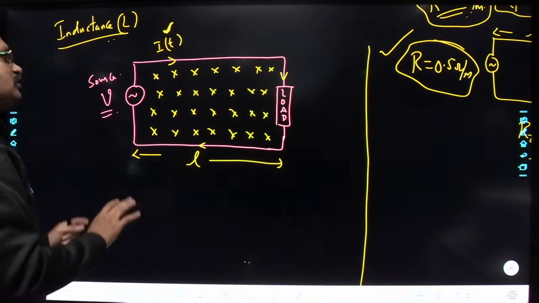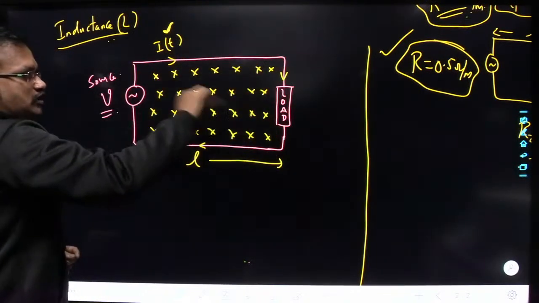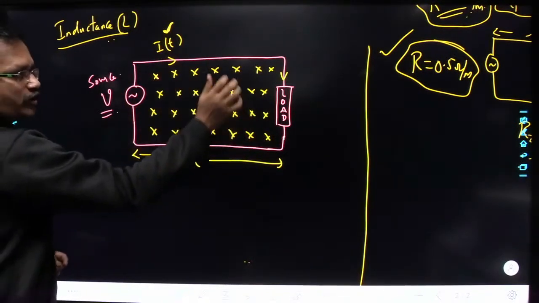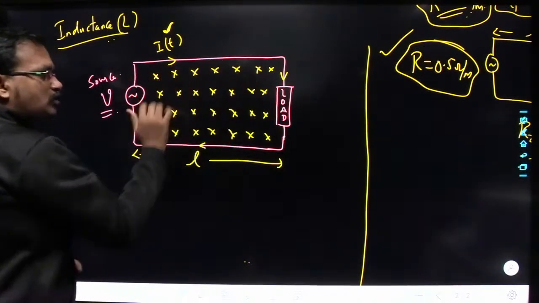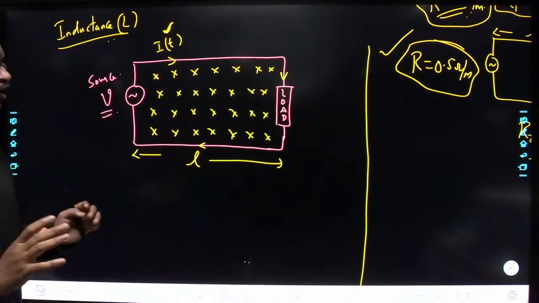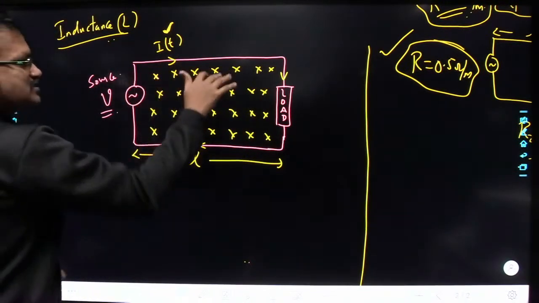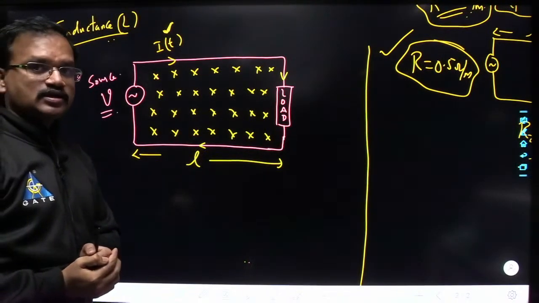Whenever a time varying current is flowing like this, it is going to produce the B field that is going to penetrate through this loop, and that B field is penetrating into the board. And we know that the number of magnetic field lines that are penetrating through this loop is nothing but magnetic flux.